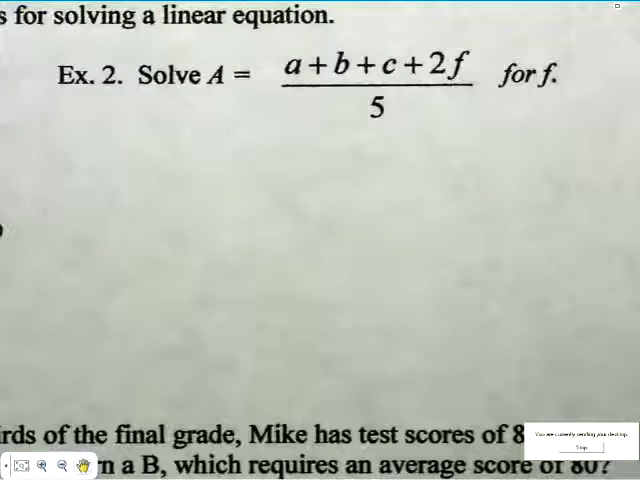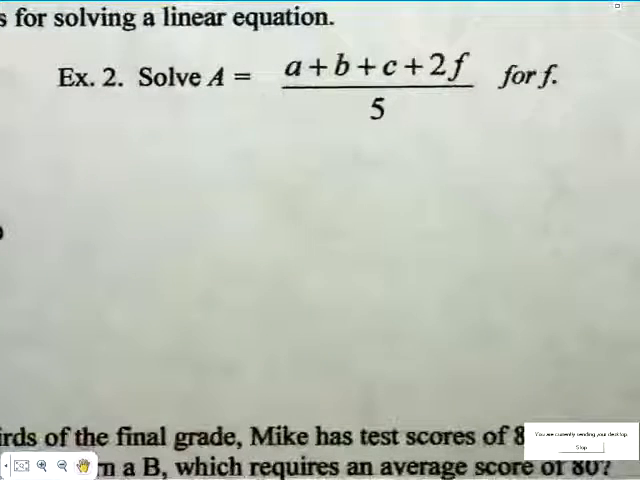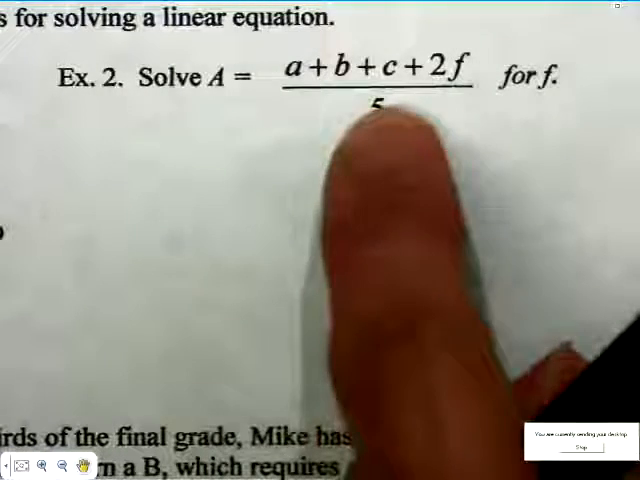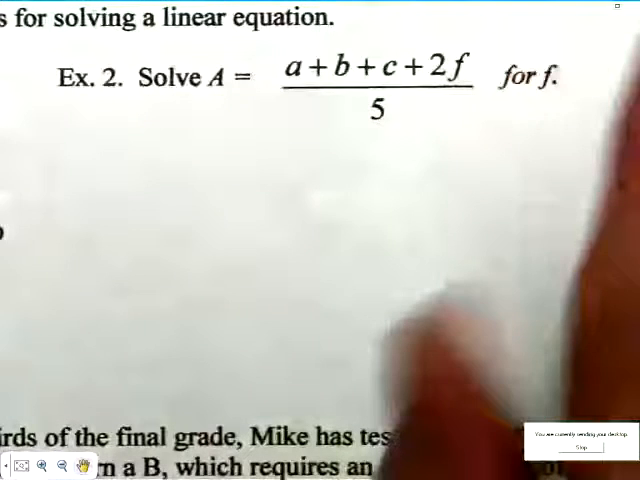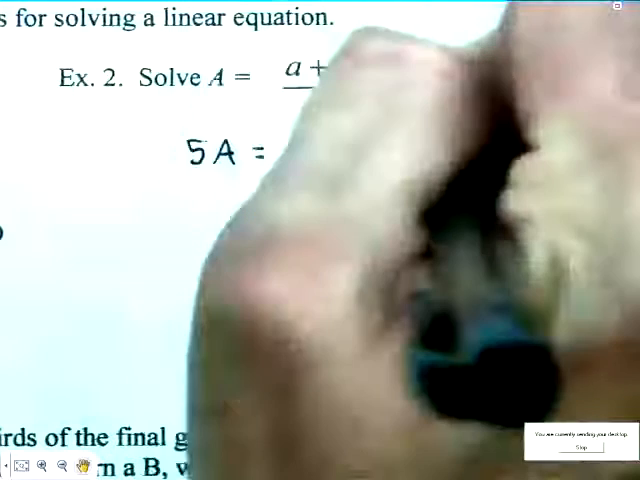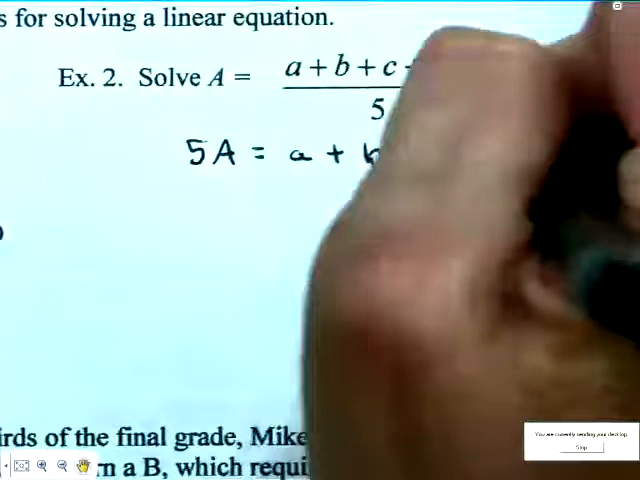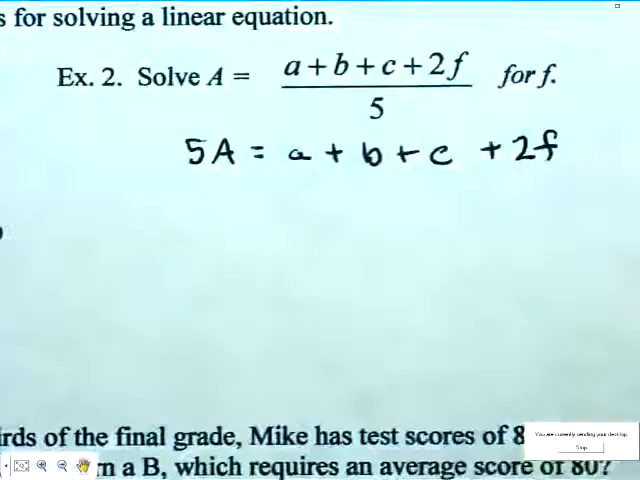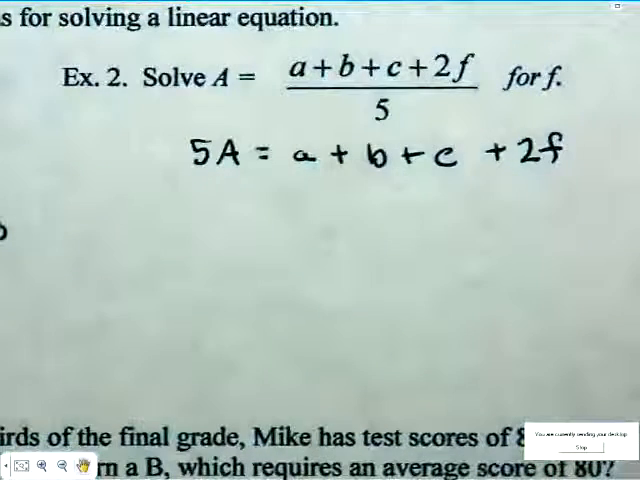You'd have to be able to solve that equation for F. What's the first thing you would do? That's the first thing in the blue box at the top. Clear out the fractions. Multiply both sides by 5. When you multiply the right-hand side by 5, the 5s are going to cancel. That's what you wanted to happen. So you have 5A equals little a, b, plus c, plus 2f. Notice in formulas, capital letters and little letters aren't the same thing. So you have to be careful when you're dealing with formulas. This capital A and little a are 2 different things.